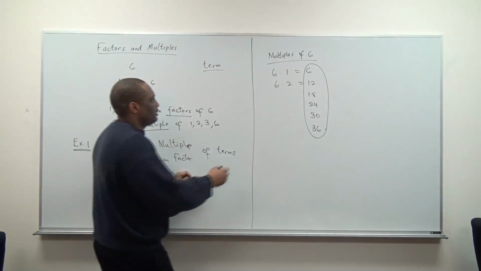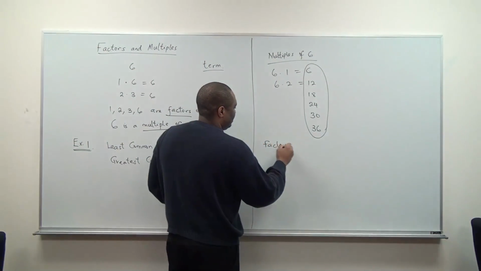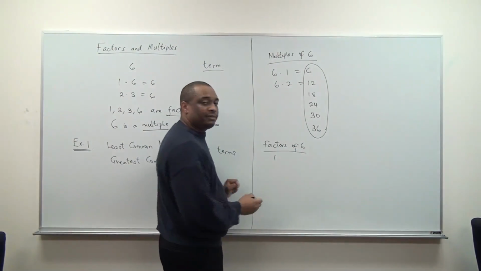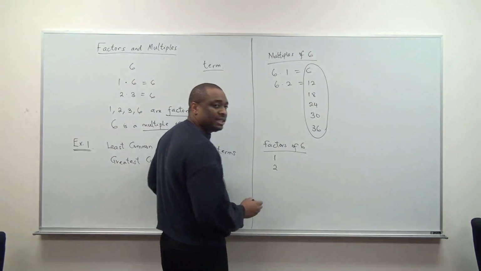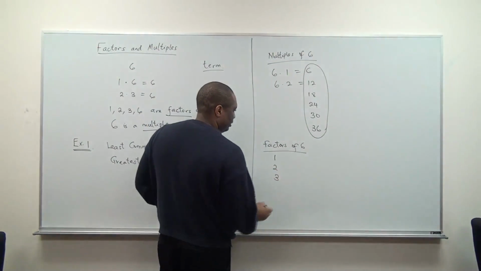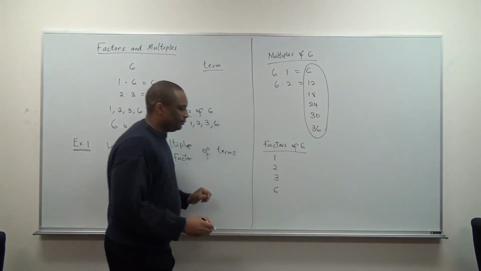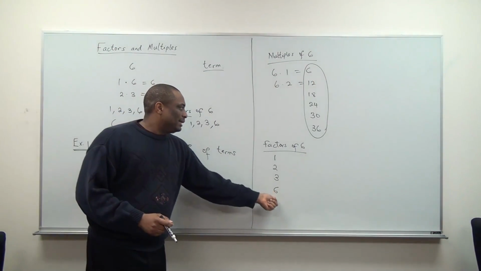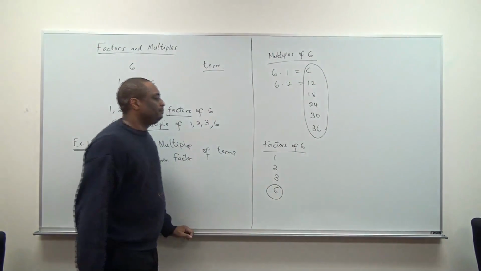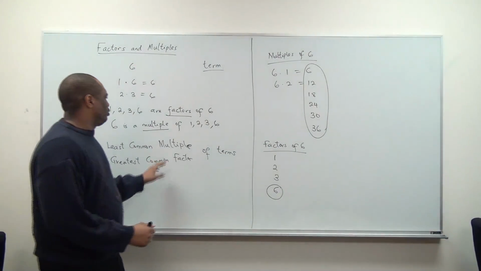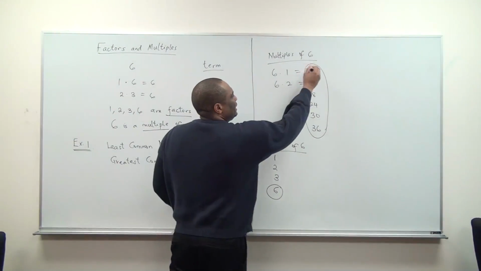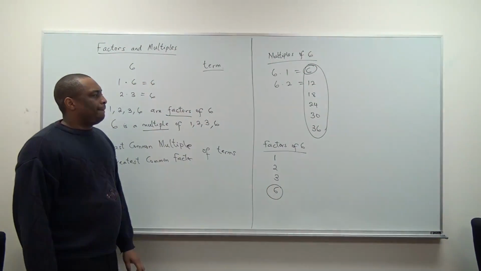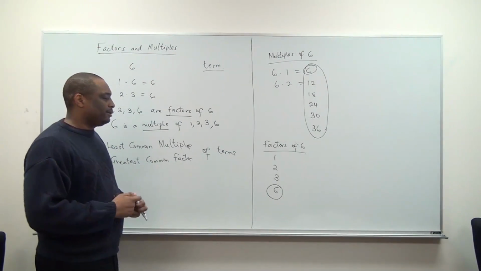When we talk about factors of 6, we have 1 is a factor of 6, we have 2 is a factor of 6. We have 3 and we have 6. So in this case, the greatest common factor of 6 is 6. So the least common multiple of 6 is 6. Greatest common factor of 6 is 6. I hope you understand it so far.